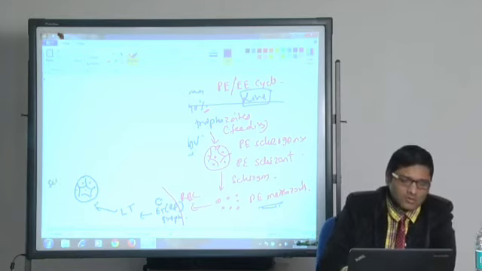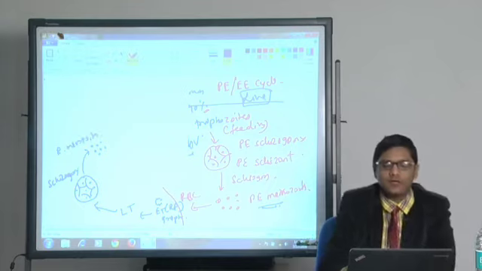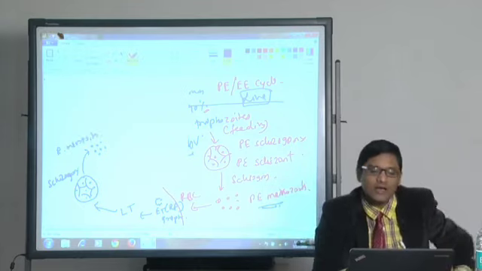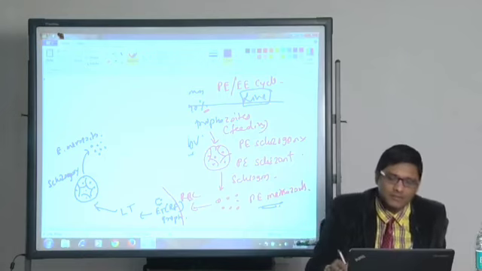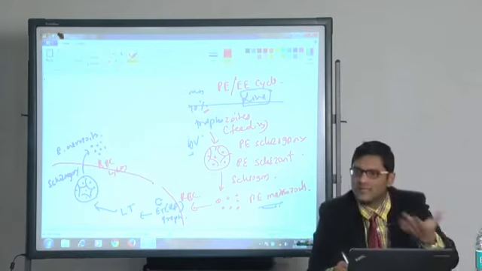Schizont undergoes schizogony. Schizogony releases the erythrocytic merozoites. Erythrocytic merozoites, once they are released, how are they released? By the bursting of the RBC. When the schizont is released, it will burst the RBC. RBC will be lysed, so that erythrocytic merozoites will be released out.